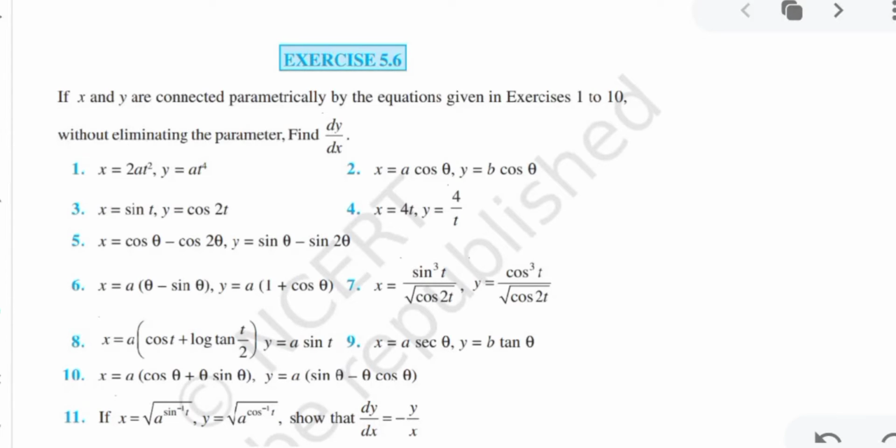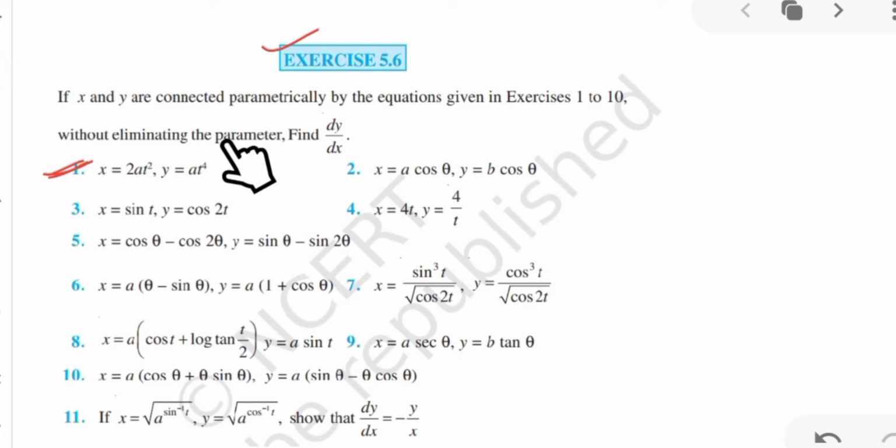Hello students, in this video we will discuss a few questions of exercise 5.6. We'll solve this exercise in two or three parts. This is the first part of the chapter 5.6 solution. We'll start with question number 1.